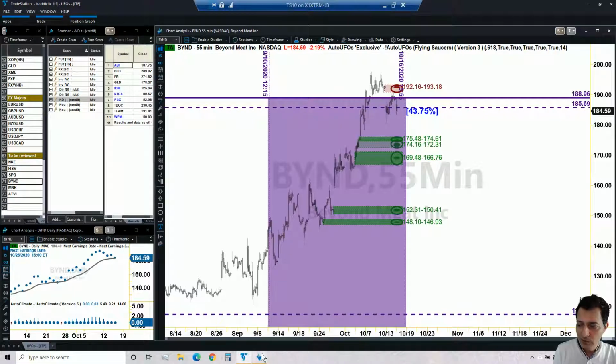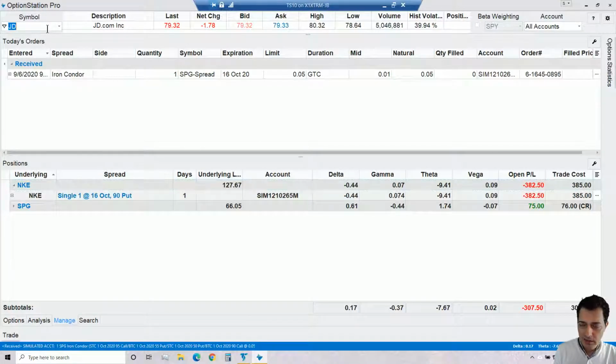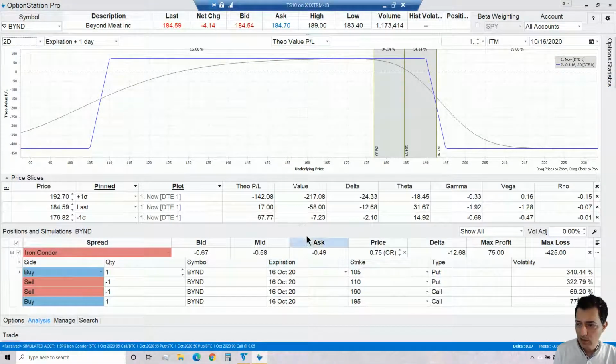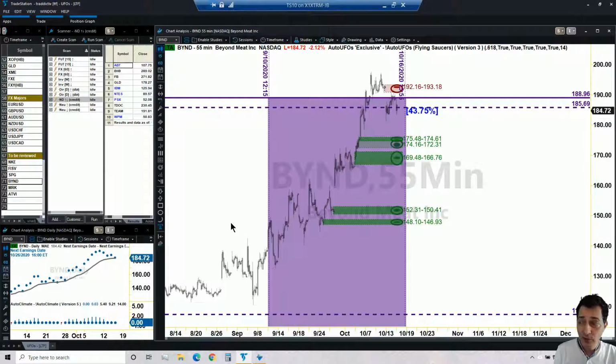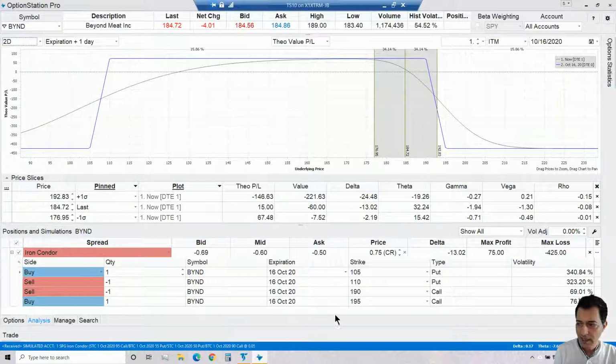So if you were to look at Beyond Meat, let me load it here in the analysis tab. Right now, you can see the real-time P&L is $17. Of course, it's not a great profit, but in cases like that, it's either you make 17 or you could lose. This trade was made of selling the 105, selling the 190 and buying the 195. So basically, you are risking $500.